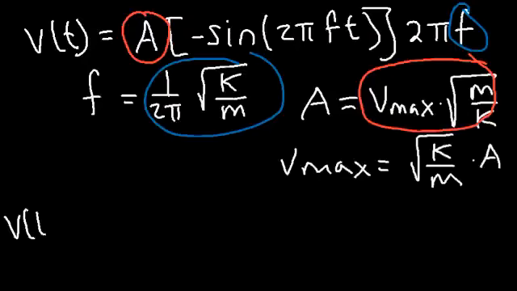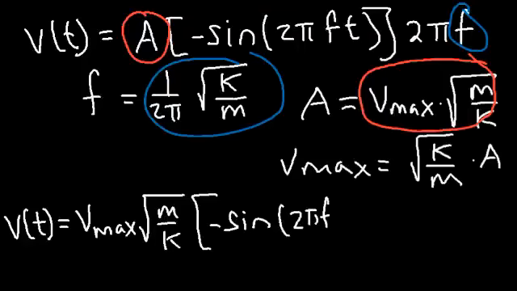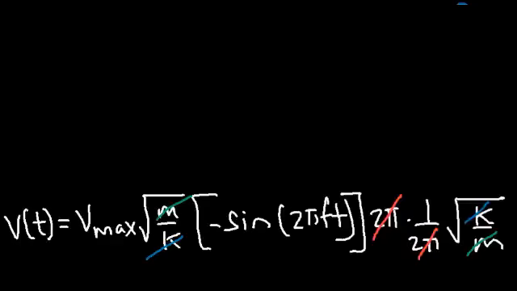So the velocity as a function of time is going to be a, which is V max, times the square root of m divided by k, times negative sine 2 pi ft, times 2 pi times f, which is 1 divided by 2 pi, square root k divided by m. So we can cancel 2 pi, we can cancel k, and we can cancel m. So now we have the velocity function with respect to time.